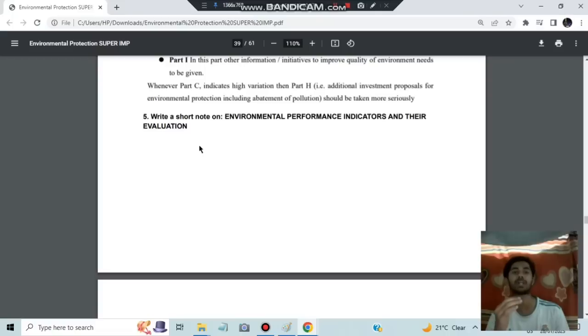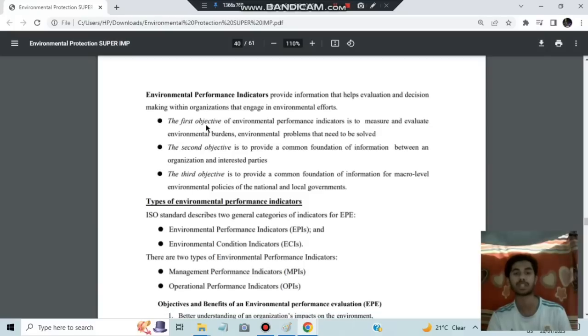What indicates that the environment is performing better in terms of improvement, and how can we evaluate it? So these three objectives are there, and to measure the environment and evaluate its burdens, environmental problems, and get a basic foundation of the information between the organization and interested parties. Third is to provide a common foundation for the information for macro level environment.